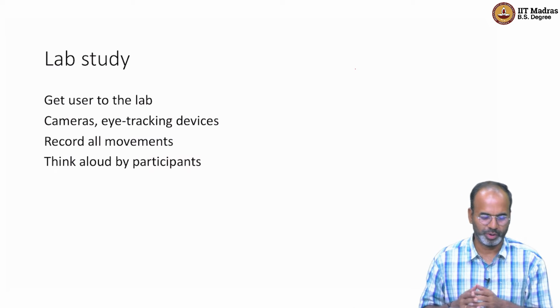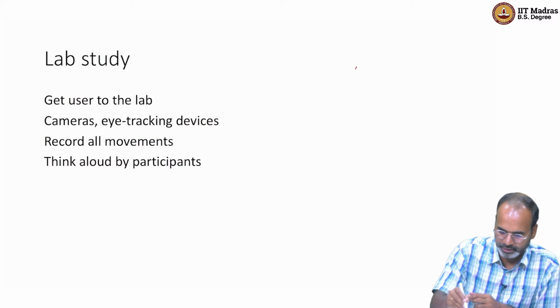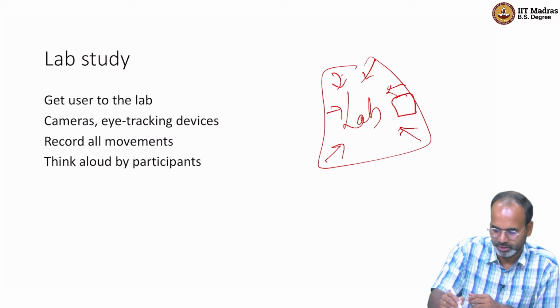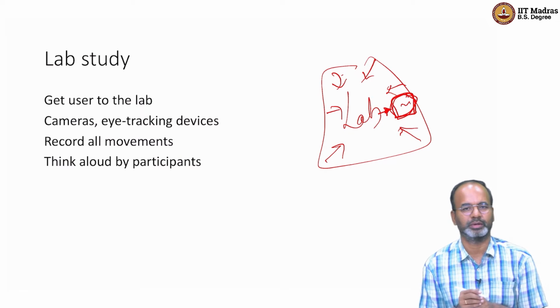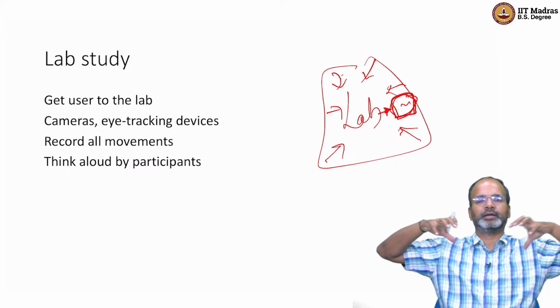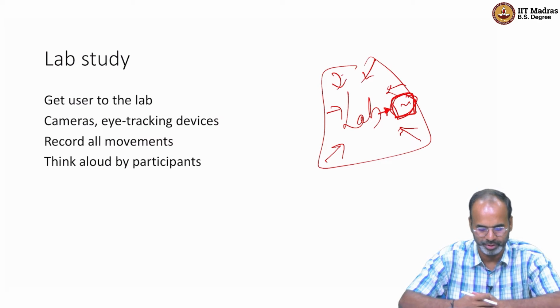The next method is called lab study. In this, it is a lab that you set up, which has cameras, microphones, all this setup. Let's say you want to study somebody using a computer. You set up the computer on a table, and you get the user to come and sit next to the table and do whatever you want them to do. So you're actually recording the whole space with all these gadgets that are put in the room.